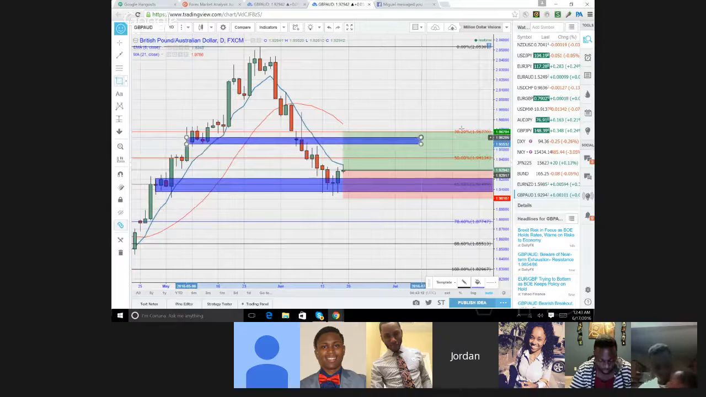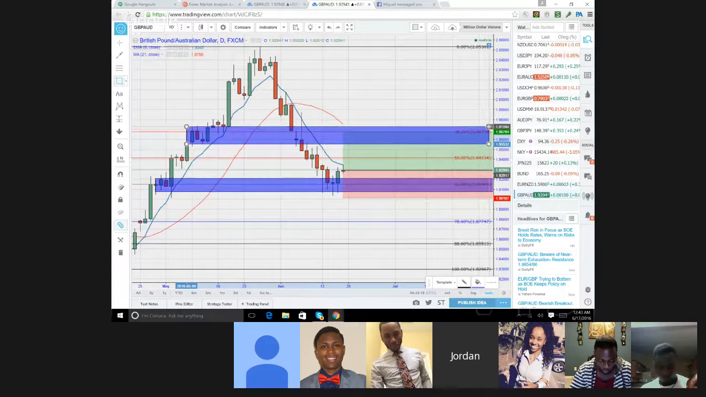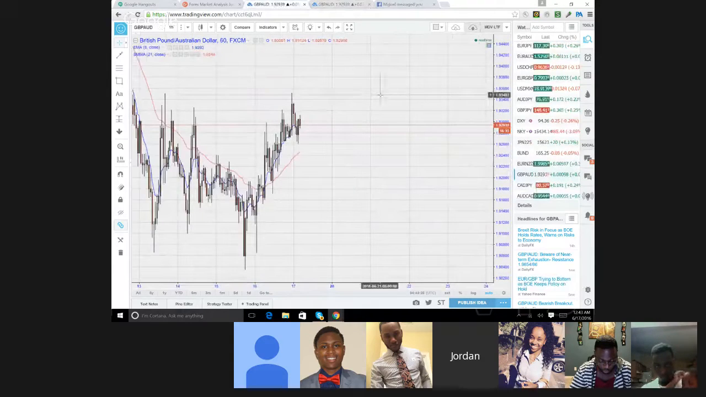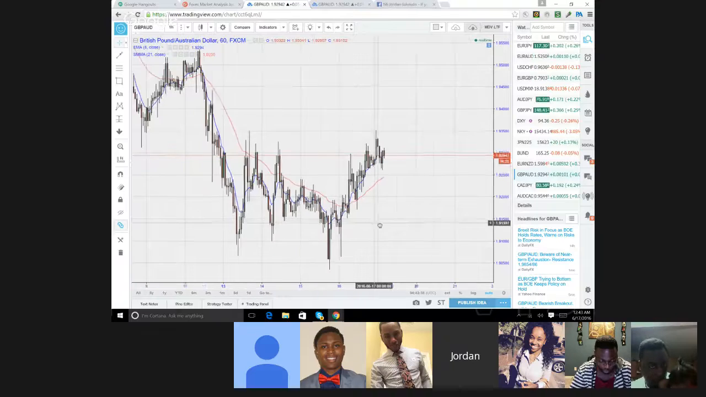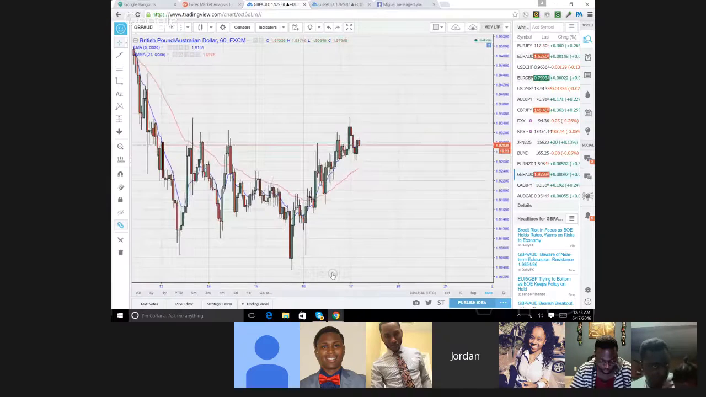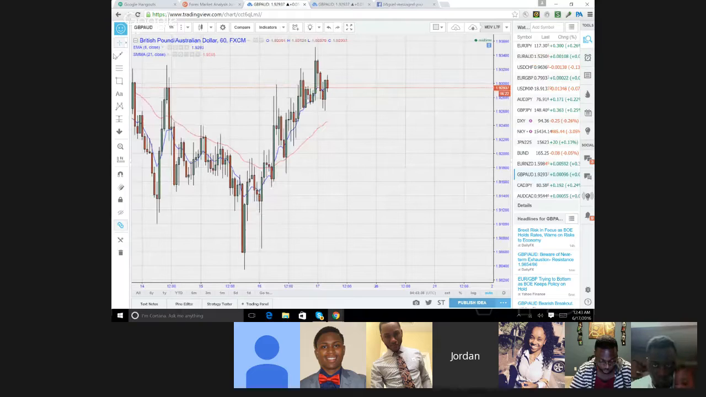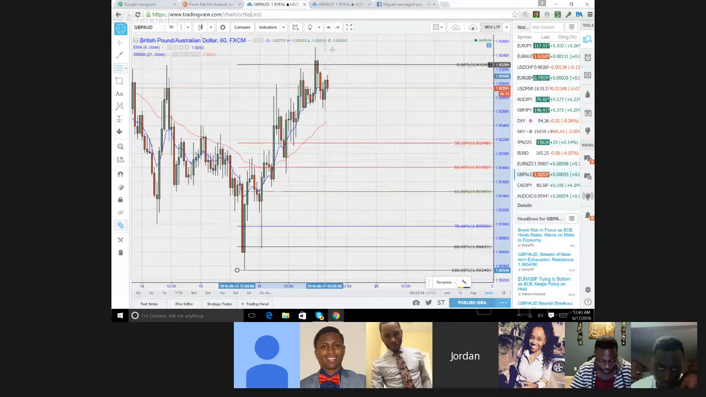We got a minor structure level right in here, but if we were to go long right here, I would have my targets up into here. So as far as the swing chart, we can look at this how we are doing right now on the intraday chart, and definitely same thing. We just have to look to see how we can get involved in this trade.